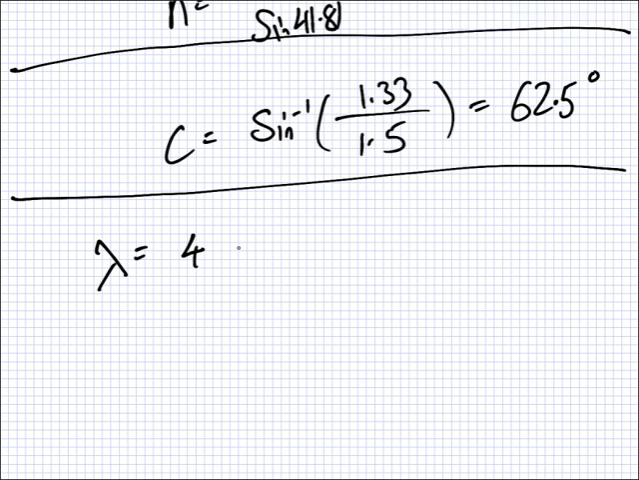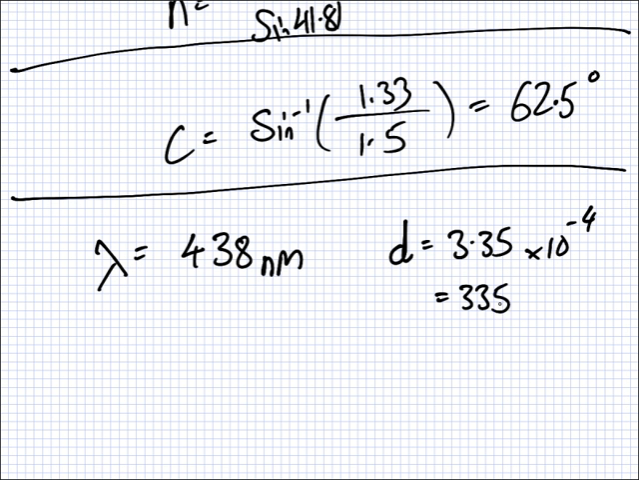458 nanometers? Yeah. Okay. Used to illuminate the narrow, let's say, 2.35. 2.35? Okay, times 10 to the minus 4. So that's 335 micrometers then, okay? Okay, what's next now?